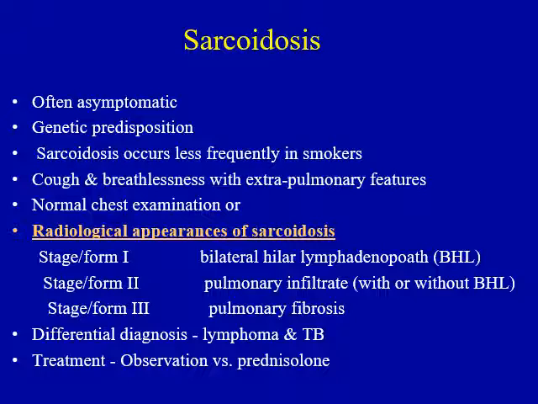Stage 1, there is bilateral hilar lymphadenopathy. Stage 2, there is pulmonary infiltrate with or without bilateral hilar lymphadenopathy. Stage 3, there is pulmonary fibrosis. And this should be differentiated from lymphoma and TB, and the treatment is either observation or sometimes we give steroid.